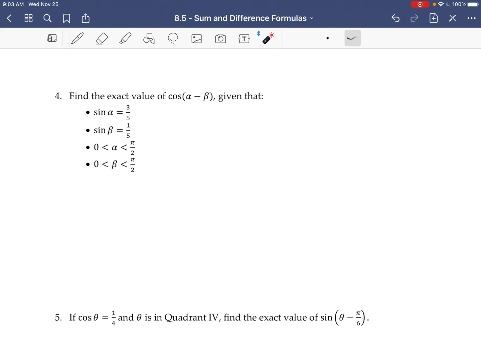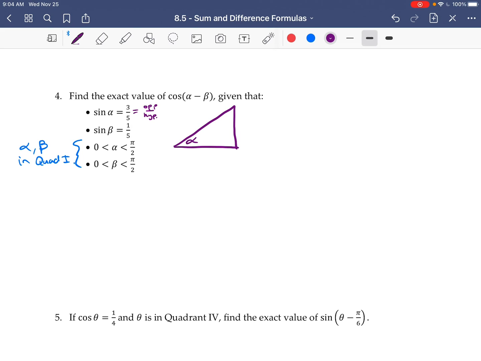So they're in quadrant 1. Okay, so this tells me alpha and beta are in quadrant 1. So I know all the trig functions are positive there. So what I'm going to do is make a triangle for alpha. If sine is 3 over 5, sine is the opposite over the hypotenuse. So that's going to be 3 and that's going to be 5.